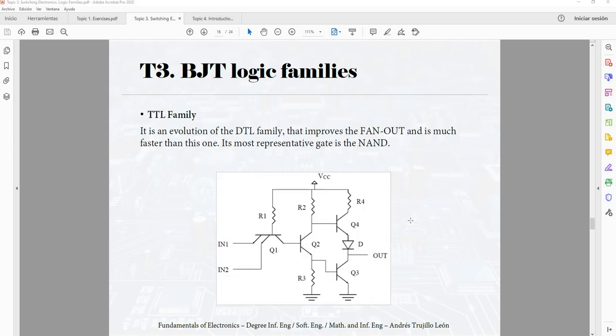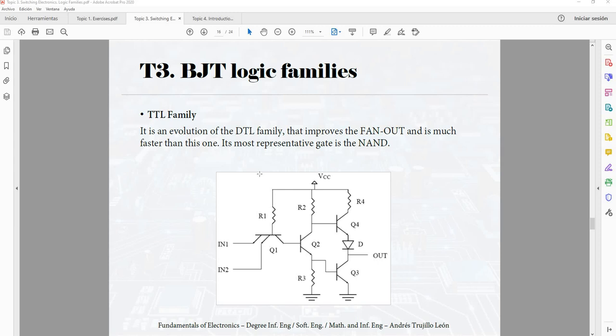The last family based on bipolar transistor is the TTL family. This is the most used family nowadays, based on bipolar transistors. It's an evolution of the DTL family. It incorporates diodes, but besides a lot of resistors, a lot of bipolar transistors connected in this way, and a special case of a bipolar transistor with 2 emitters.